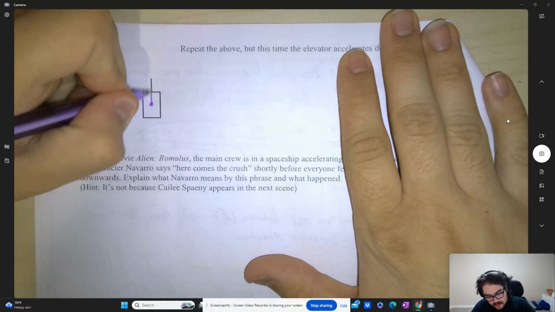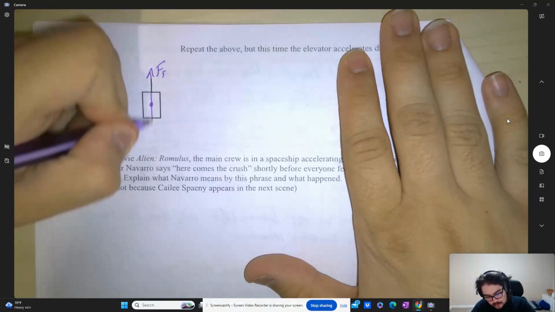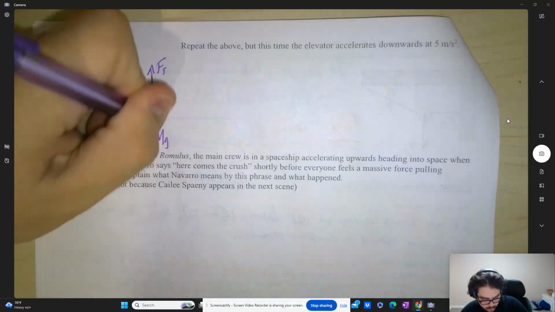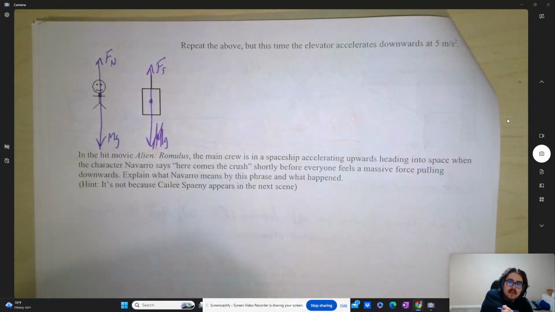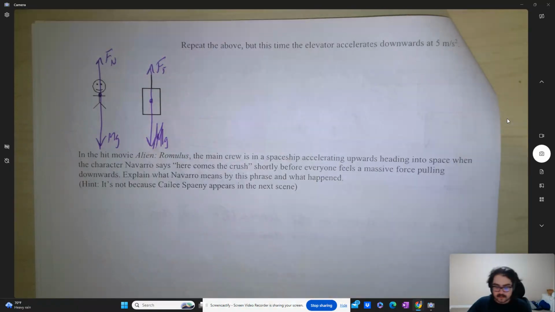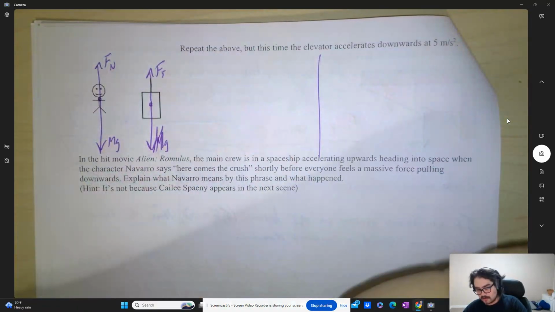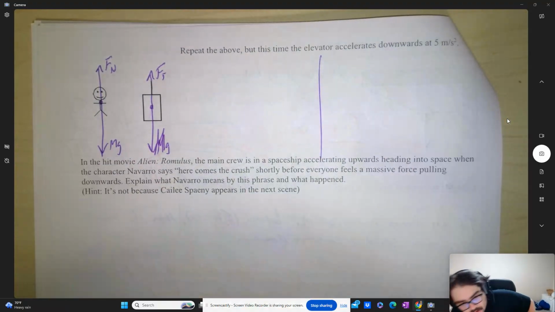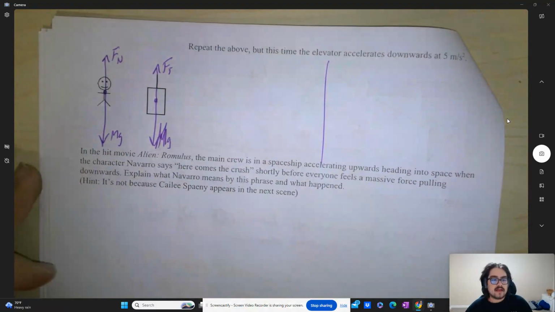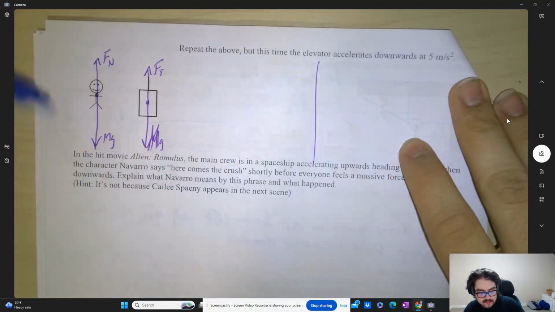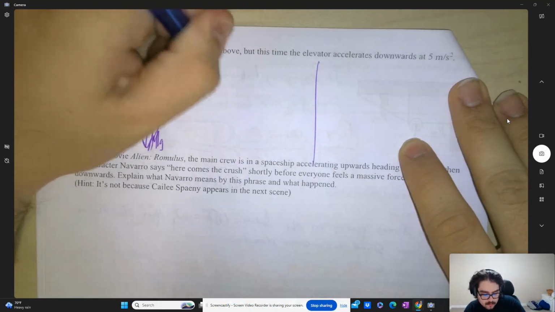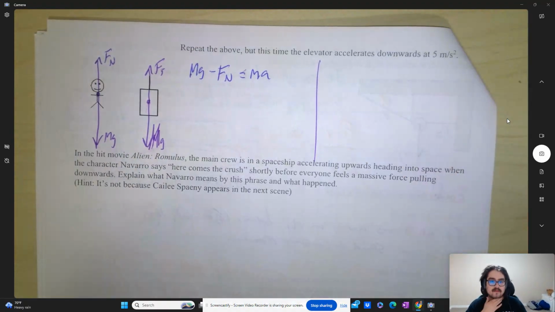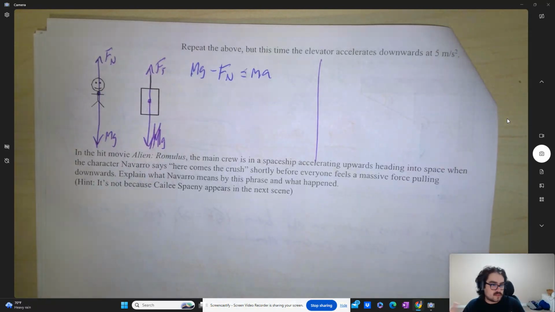And then same for here. You're going to have some tension going up, but you're mostly going to have mg going down. The only thing that really changes here is that your acceleration is directed down. It's just going to look slightly different. You would do mg minus the normal force equals ma.